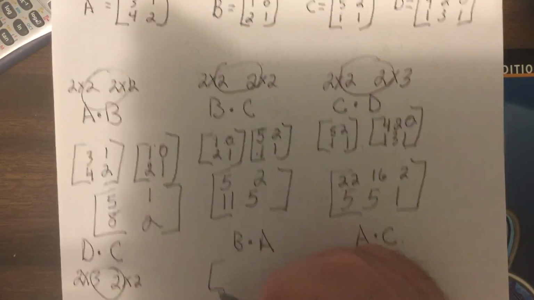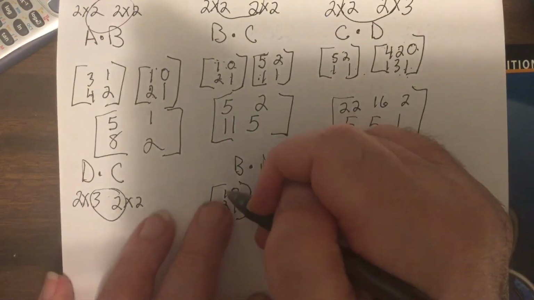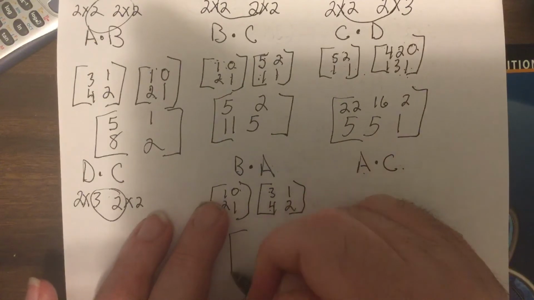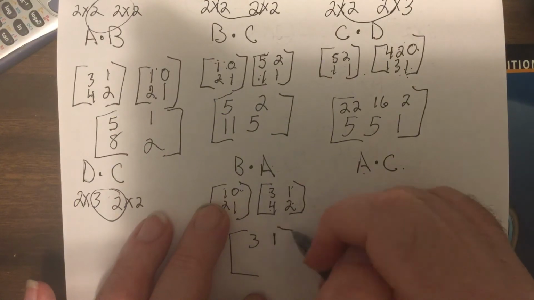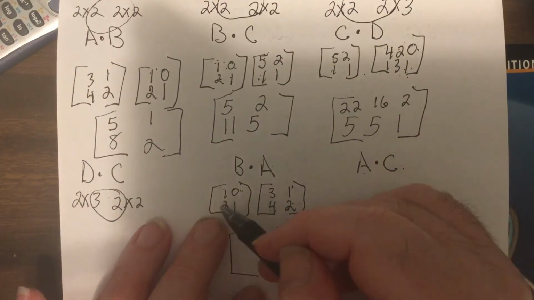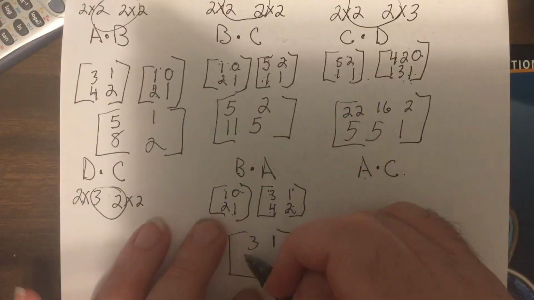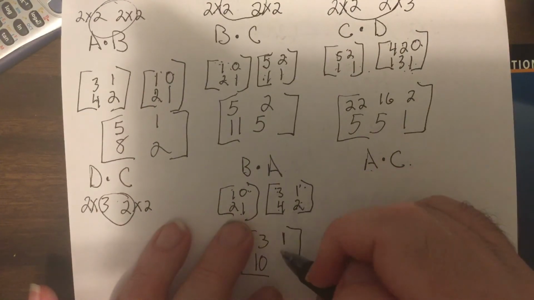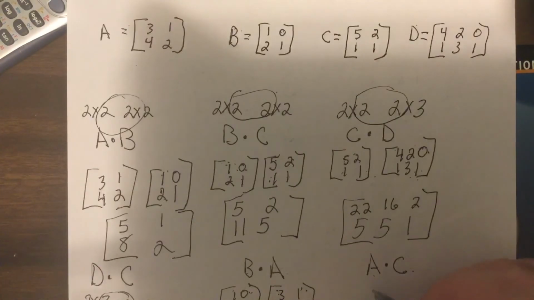Okay, B is 1, 0, 2, 1. And A is 3, 4, 1, 2. So it'd be 1 times 3, 0 times 4. That's 3. 1 times 1, 0 times 2. That's 1. Because 1 times 1 is 1, 0 times 2 is 0. Then second row, first column, 2 times 3 is 6. 1 times 4 is 4, so that's 10. And 2 plus 2 is 4.